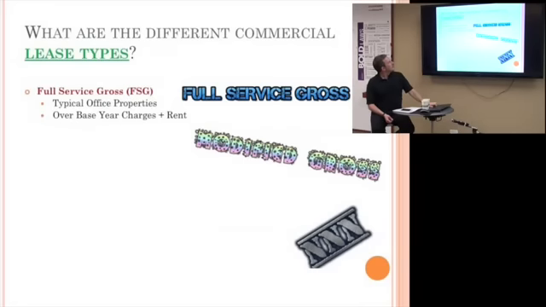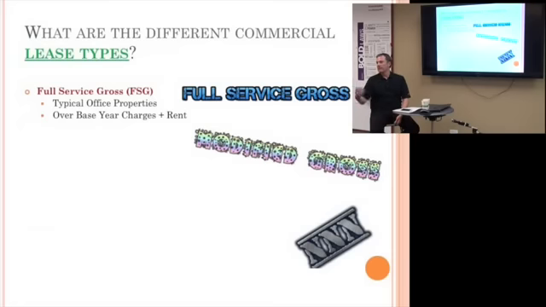So in a full service gross lease, which is very typical of office property leases, the way they work is a tenant in an office property typically pays their rent, $2 a square foot, whatever it is. If they're 1,000 square feet, it's $2,000 a month. Plus, and I'll make you guys a copy of this, I'll email it to you, they also pay a certain amount, potentially, of the landlord's operating expenses for the property.